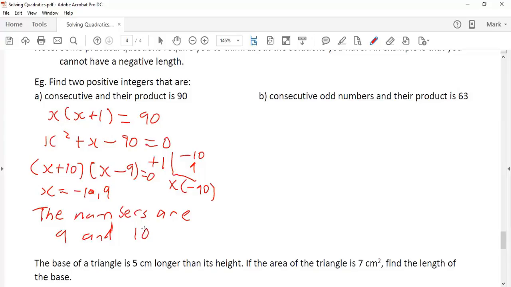That's pretty bad writing. But yeah, anyway, let's try the next one. So consecutive odd numbers, and their product is 63. So we're going to start the same way. So if our number is x, the next consecutive odd number would be x plus 2. And then their product is 63. So yeah, I'll let you guys try this whole page, and then I'll give you the solutions.